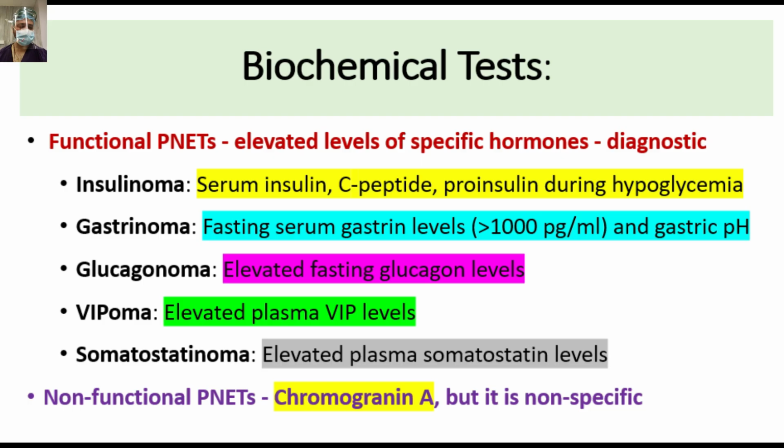For non-functional PNETs, chromogranin A is non-specific, but usually it is a helpful adjunct and tumor marker for non-functional PNETs, and you should always look for it.